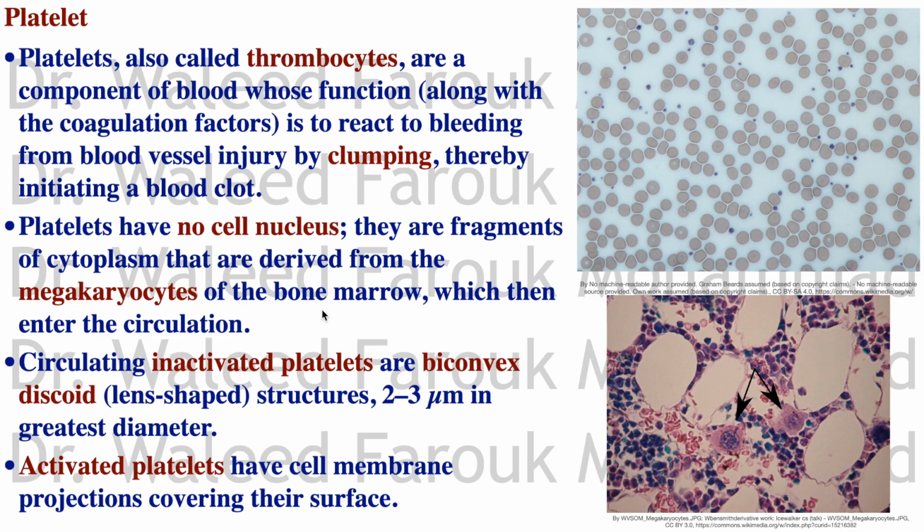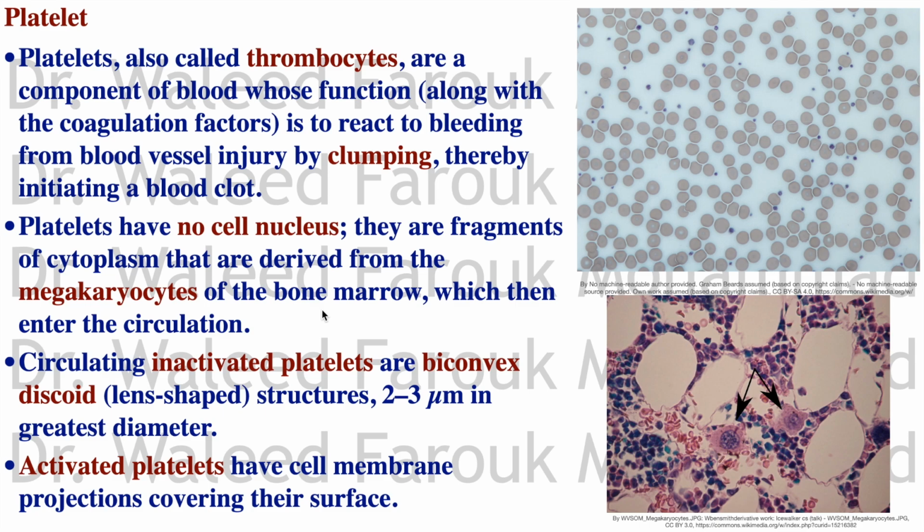Platelets, it's one of the blood elements besides the RBCs and white BCs. They are called thrombocytes, and they circulate in the blood. Their function is a clumping reaction in case of any blood vessel injury. They form the blood clot. The platelets have no cell nucleus.